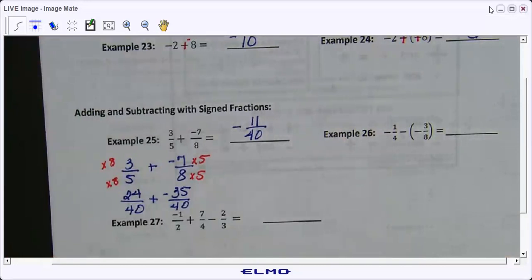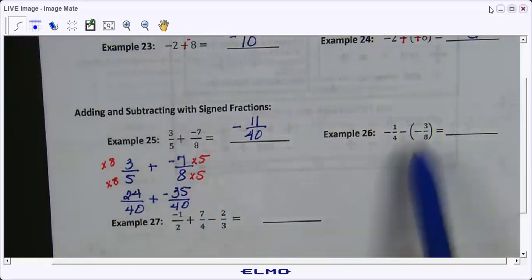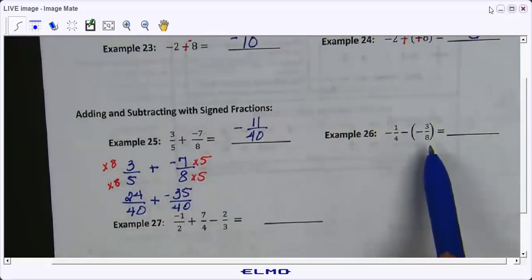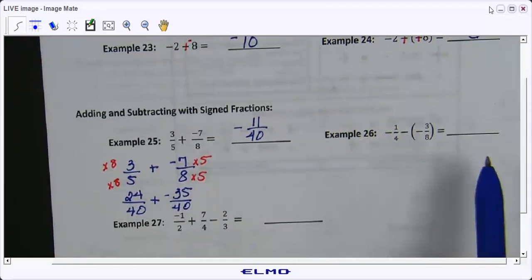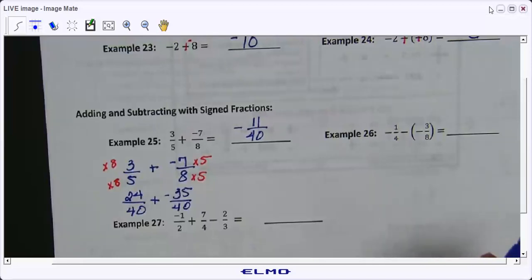Okay, do you guys think you could do 26 on your own? I did it. Okay, anyone still working on 26? No? Oh, you are? Okay, so I'll give you a little bit of time to work on 26, and then if you're done, you can start on 27. So I'm going to pause the video for just a minute.